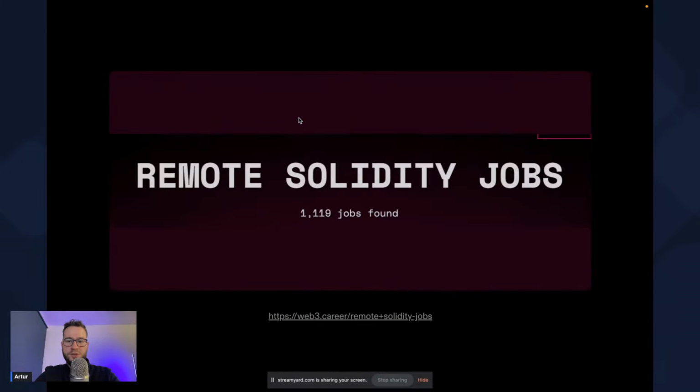There is also another argument that it's too early to join this market of Solidity programmers, because there's not that much work, because not that many companies are really into Web3. And I think this is also not true, because just by looking at some of the job boards, you can see that there are plenty of offers asking for Solidity developers.